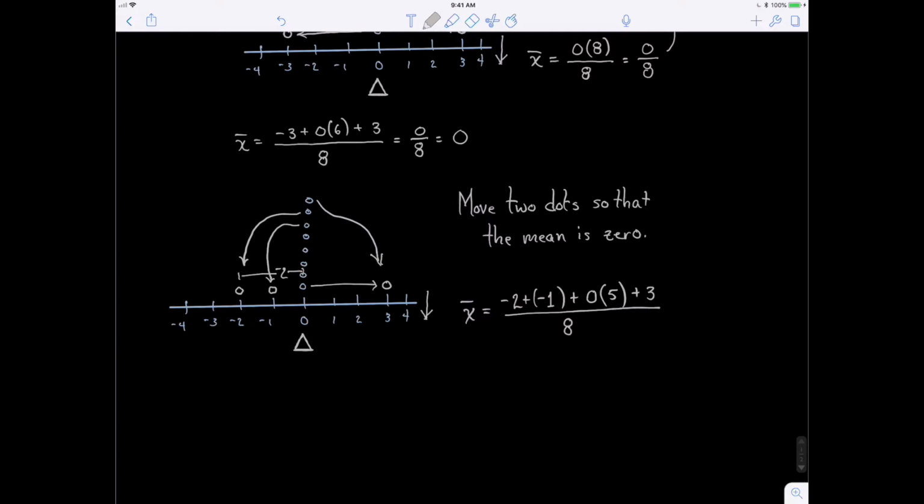Divide that by 8. Well, -2 plus -1, that's -3. Add 0. I still have -3. I add 3, and there I am. I've maintained my mean of 0. Okay, and let's try a couple more.